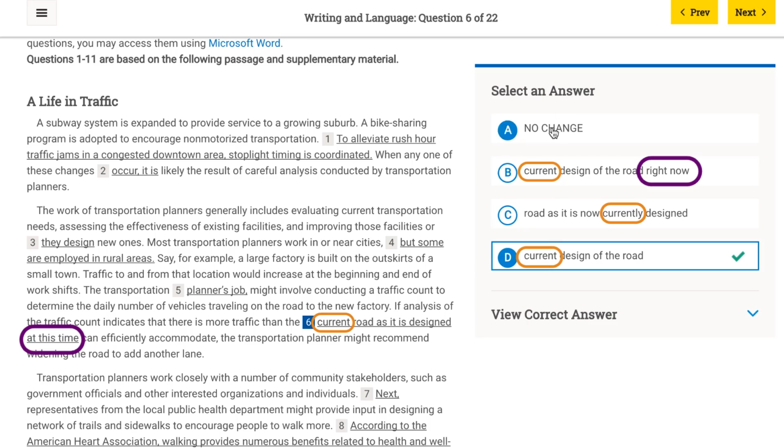Road as it is now currently designed, or current design of the road. So this one, I'm going to say all A, B, and C are about the same. D is the same too, except that it has fewer words. And when I think about it, current means the same as right now. So you see how by looking at the answer choices and the differences, I can kind of hone in on the wording. That's the redundant wording. In any case, it's a good clarifying step.